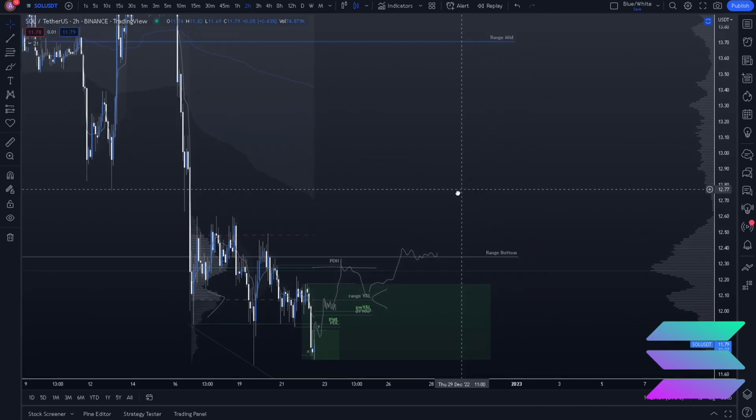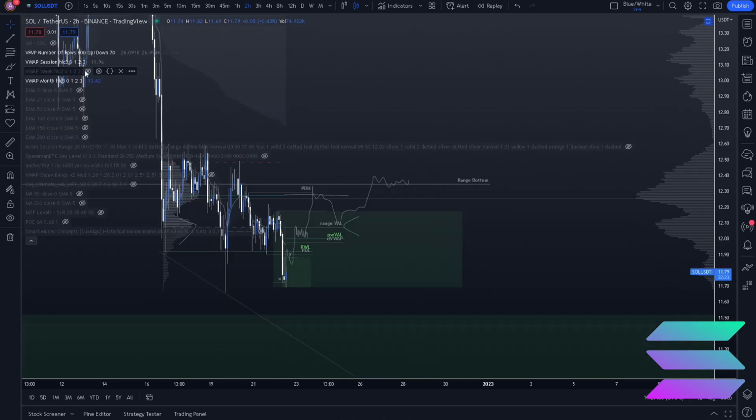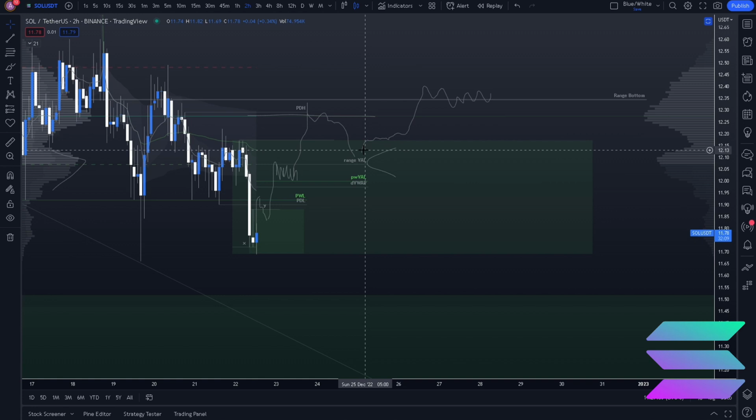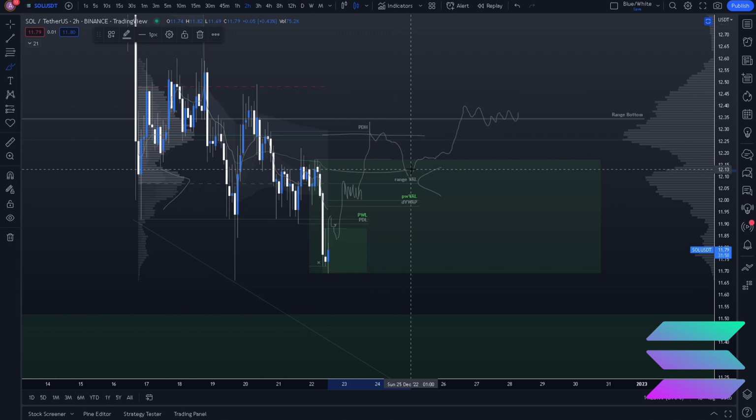So the next level we want to reclaim is this range bottom. So I'm actually going to turn on the weekly VWAP here. I want to see where the weekly VWAP is. Around $12.13 at the moment. So yeah, that would be pretty good in reclaiming the VWAP here. And this would actually give us pretty good confluence if VWAP comes up like this and starts flattening out.